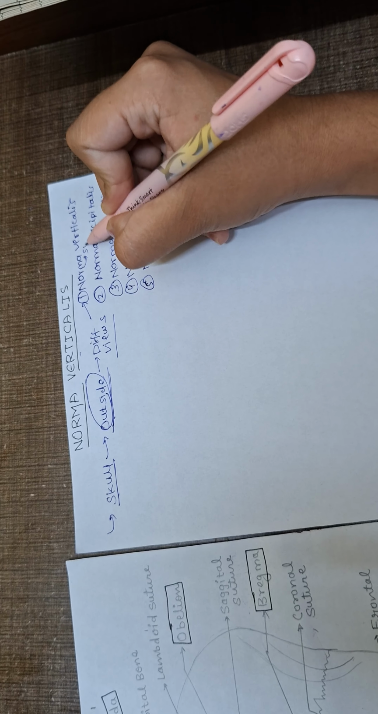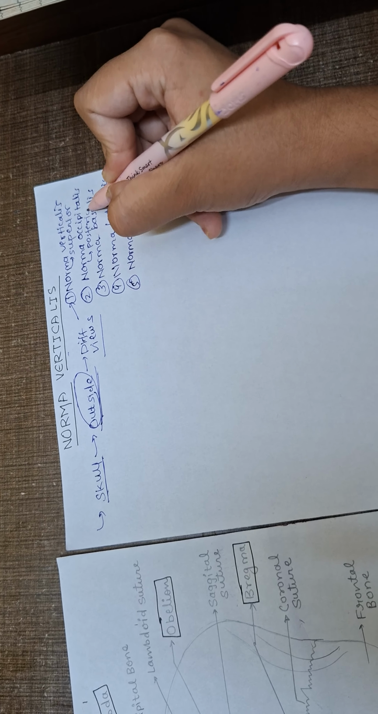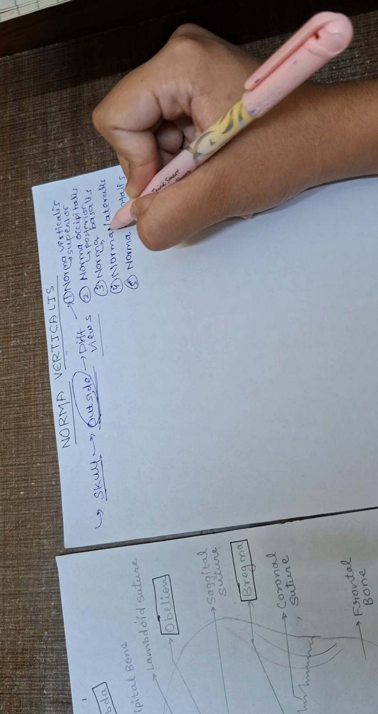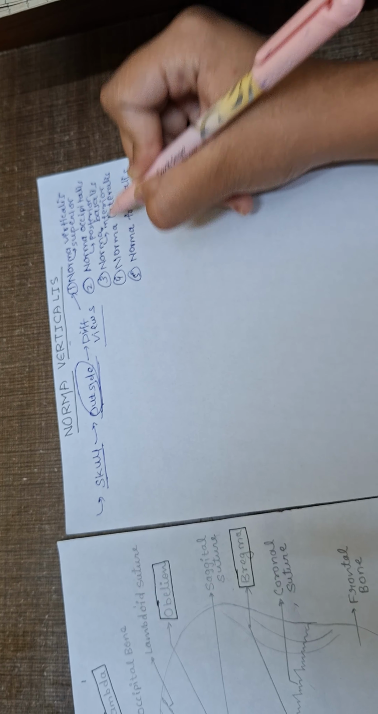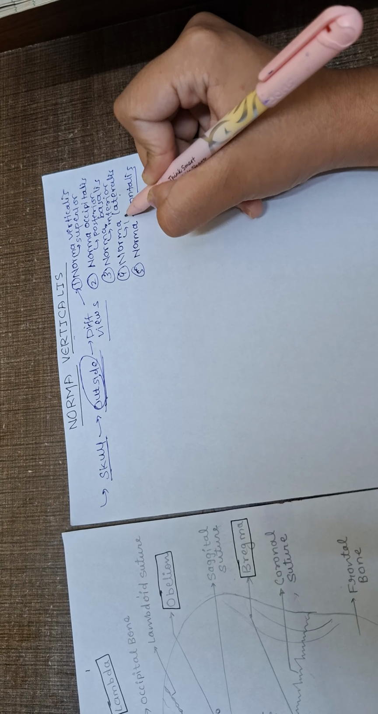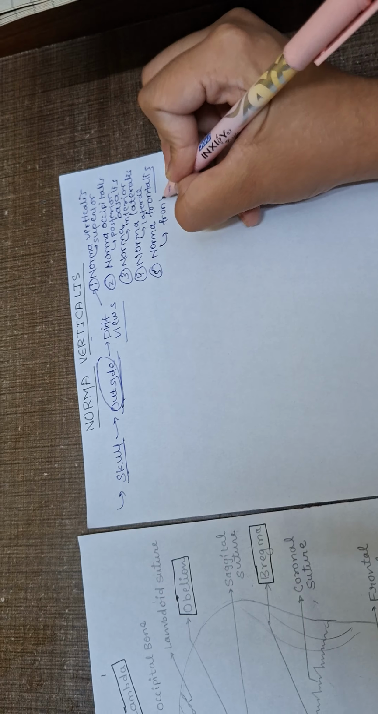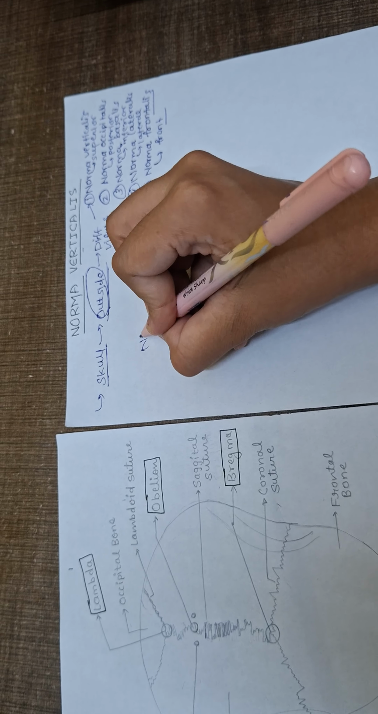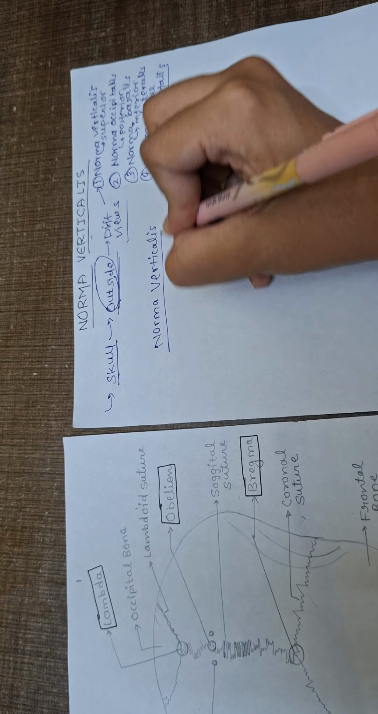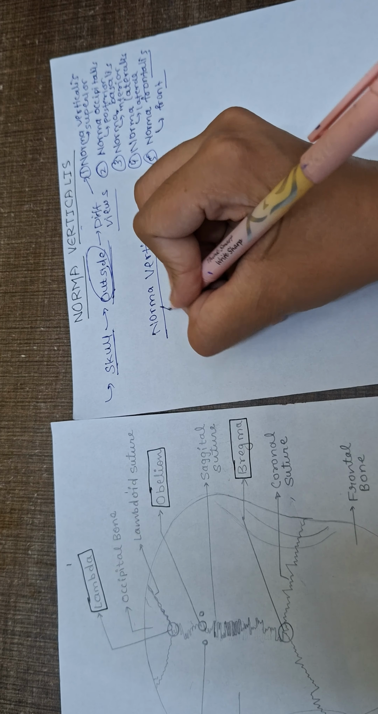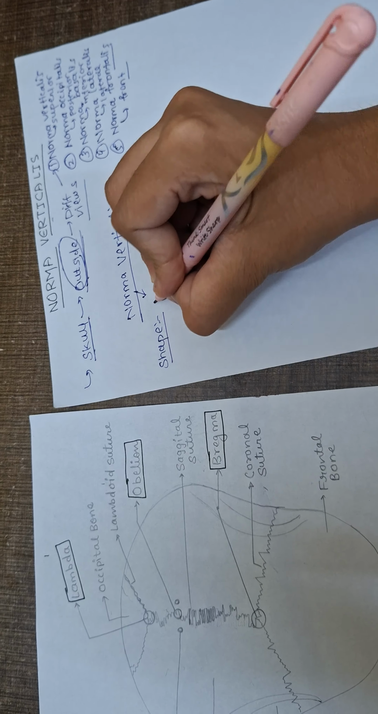The norma verticalis being the superior view for us, occipitalis being the posterior view, basalis being the view inferiorly, and norma lateralis is the lateral view, and frontalis is of course the view from the front. Now coming to norma verticalis, which is our today's topic, we here need to see what is the shape when we are looking at the skull from this view.